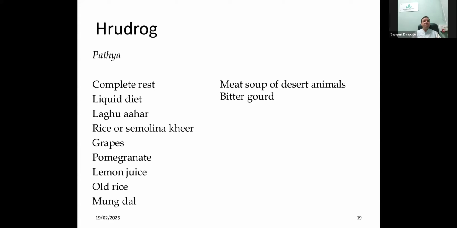It will give softness to the stool if the patient is having constipation. Because if the patient is constipated and has to strain more while passing the stool, it will create immense pressure on the heart.